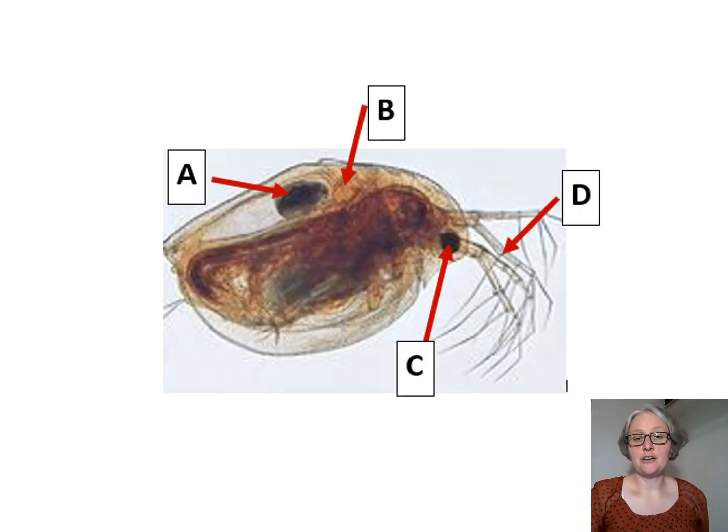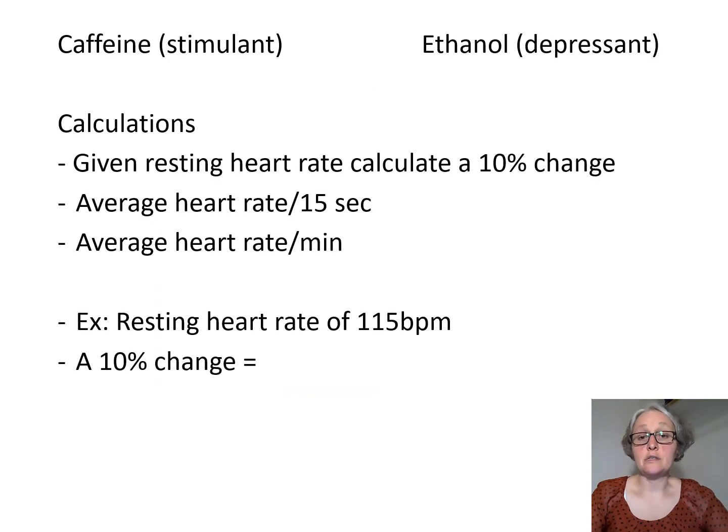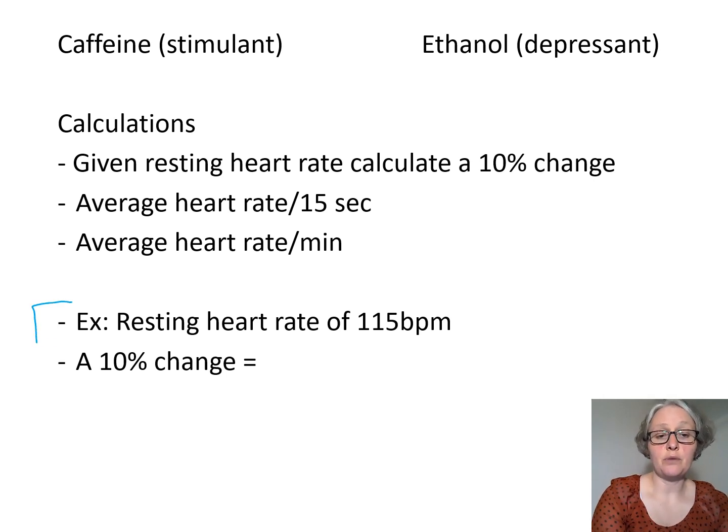Know the Daphnia, know where the heart is. Know that caffeine is a stimulant, ethanol is a depressant. Calculations: you should be able to take a given resting heart rate and calculate a 10% change. Let's do that down here at the bottom.